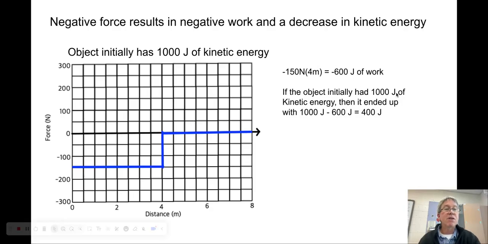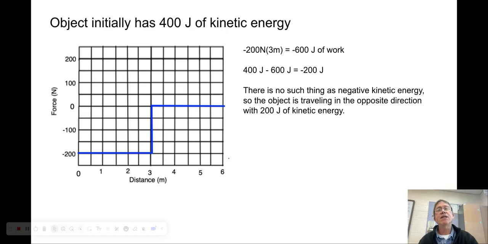If the object started off with 1,000 joules, well, I've just taken away 600 joules from it, so it now has 400 joules worth of kinetic energy, still going in the positive direction. But it doesn't have to always go in the positive direction. So watch this one. Let's say this object initially had 400 joules worth of kinetic energy. I integrate to find the area under the line, and so I get negative 200. That means the force was applied against its initial motion.